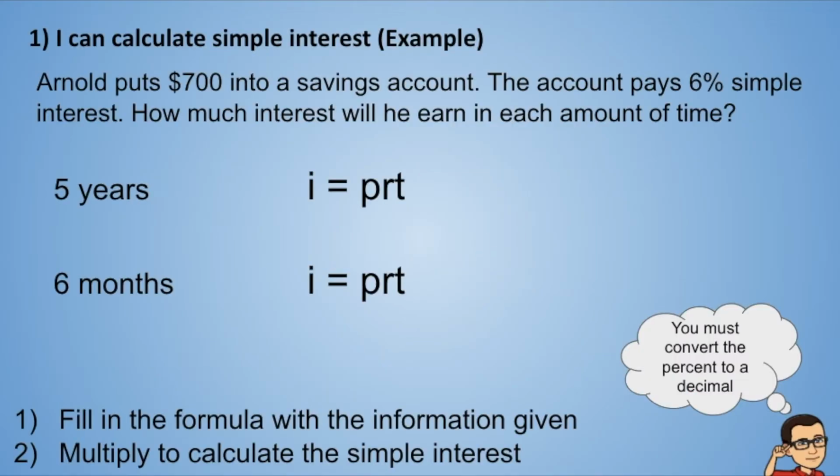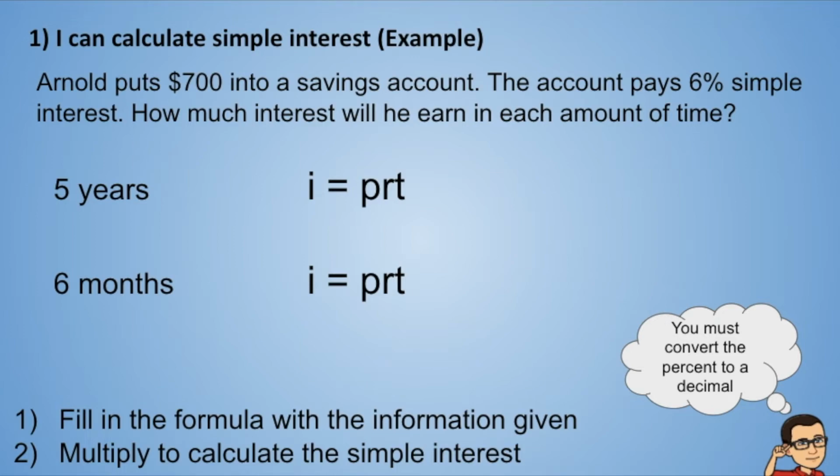So let's take a look at the first example. It reads, Arnold put $700 into a savings account. The account pays 6% simple interest. How much interest will he earn in each amount of time? So we have two separate problems. The first one is for 5 years, and the second one is for 6 months. Step 1 is to fill in the formula with the information given.